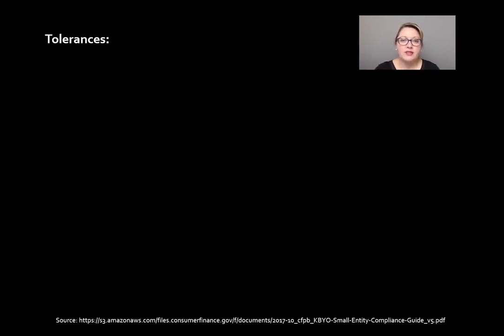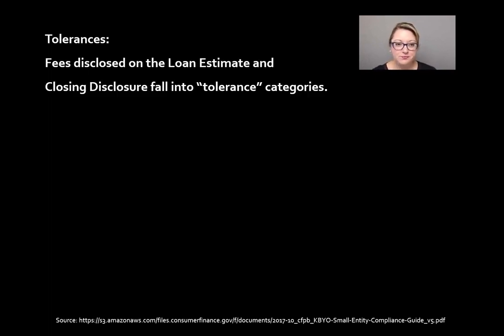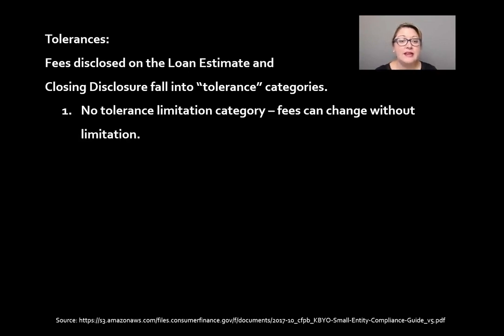So now let's talk about tolerances. To first understand whether or not a fee can increase or change based on a valid change circumstance or other reasons is to understand what category, what tolerances those fees fall into. So there are three tolerance buckets or categories, if you will. So the first one is the no tolerance limitation category.